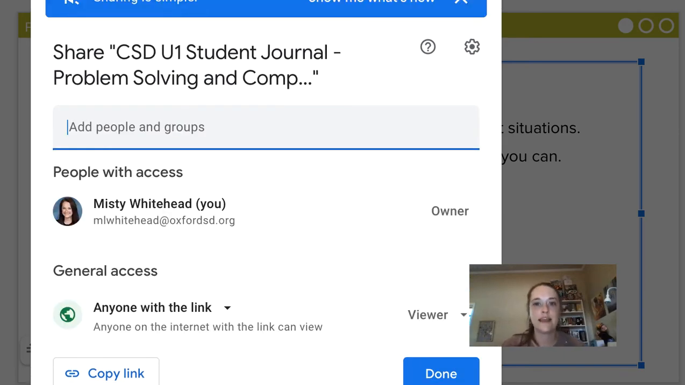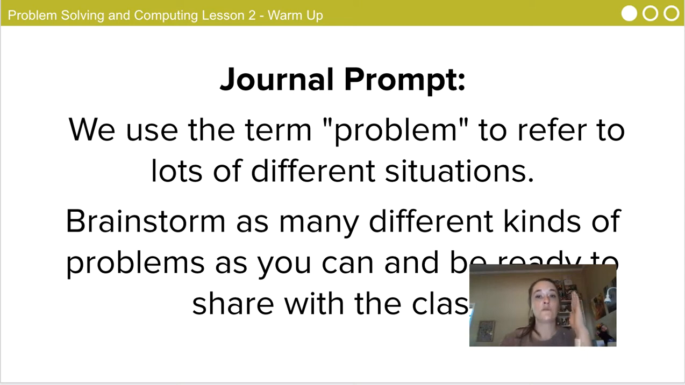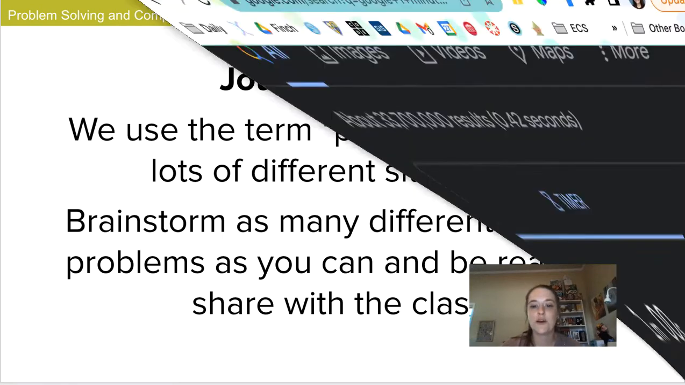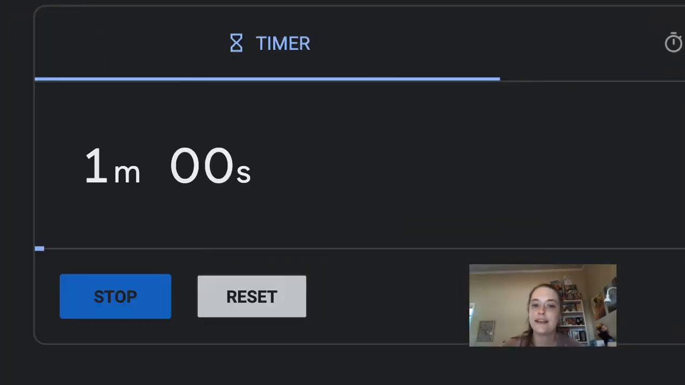All right, so let's get back to this. You're in your journal, okay? I want you to answer this question. We use the term problem to refer to lots of different situations. So I want you to brainstorm as many different kinds of problems as you can, and obviously you're just going to write those in your journal. We're not going to share them with the class. Okay, so I'm going to give you a minute, and go ahead.